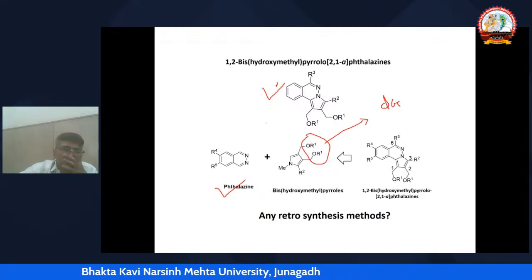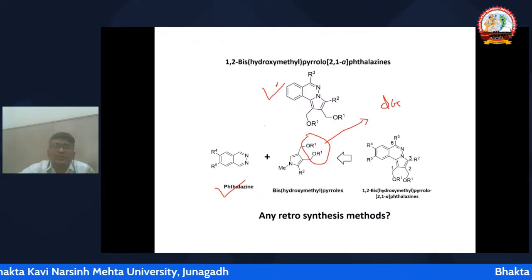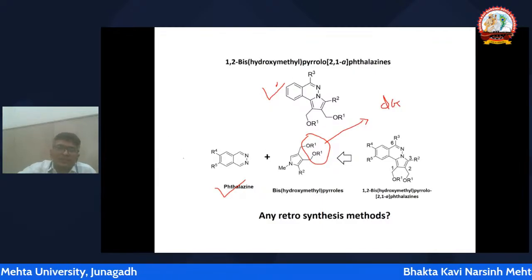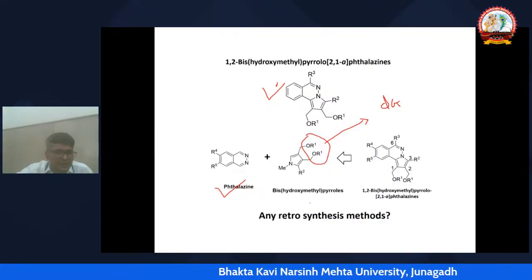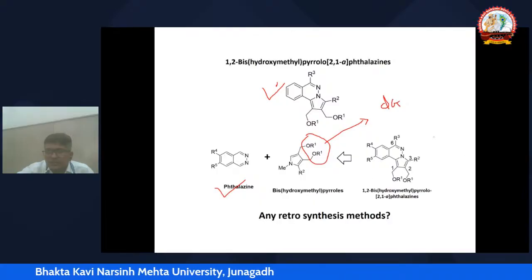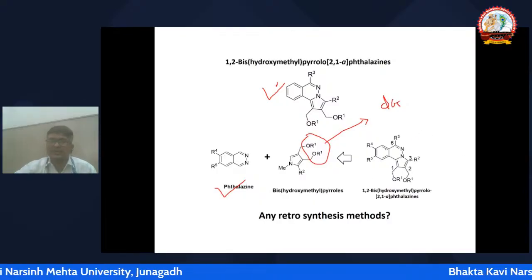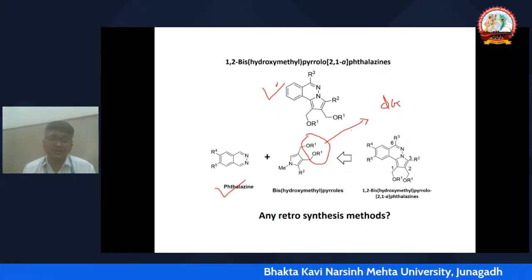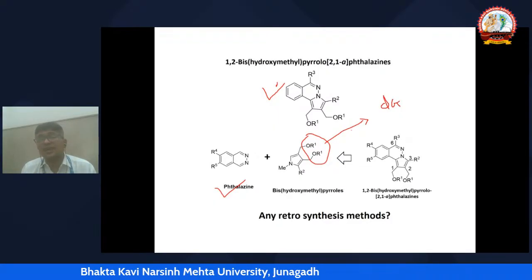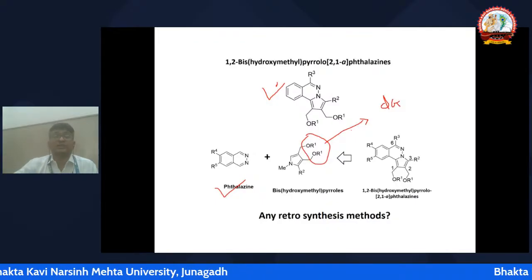So we have hybridized the two pharmacophores. Here we selected one pharmacophore as phthalazine and the second pharmacophore as bis-hydroxymethyl pyrrole, and we have designed these bis-hydroxymethyl pyrrole phthalazine derivatives. So this is the first design, based only on paper. Now the task is how to synthesize this molecule.